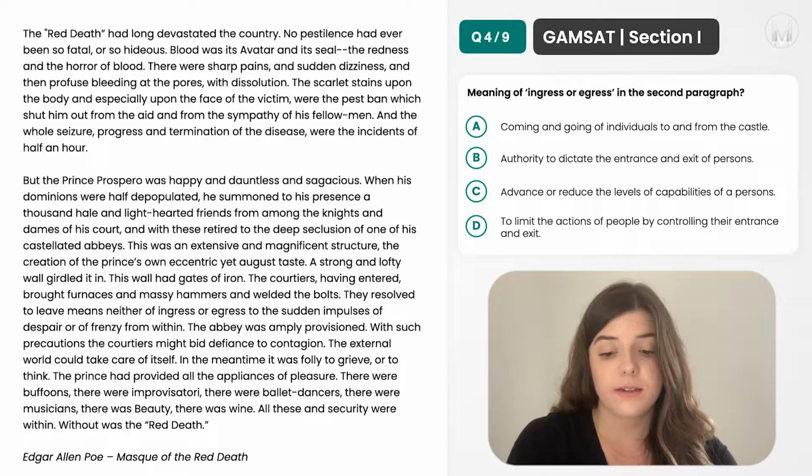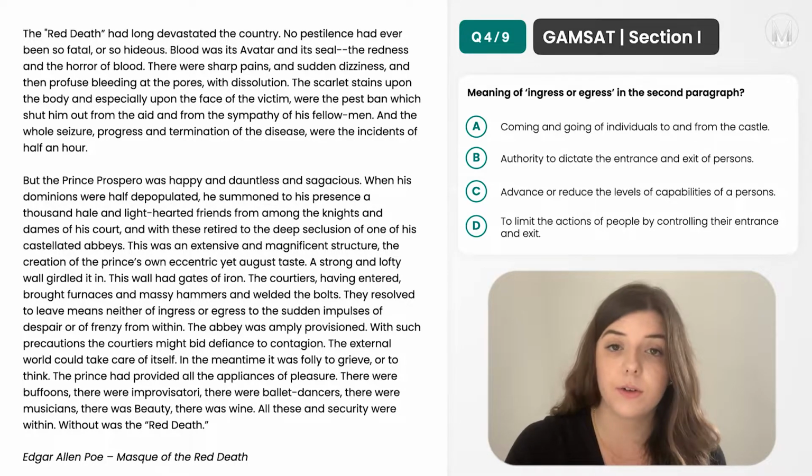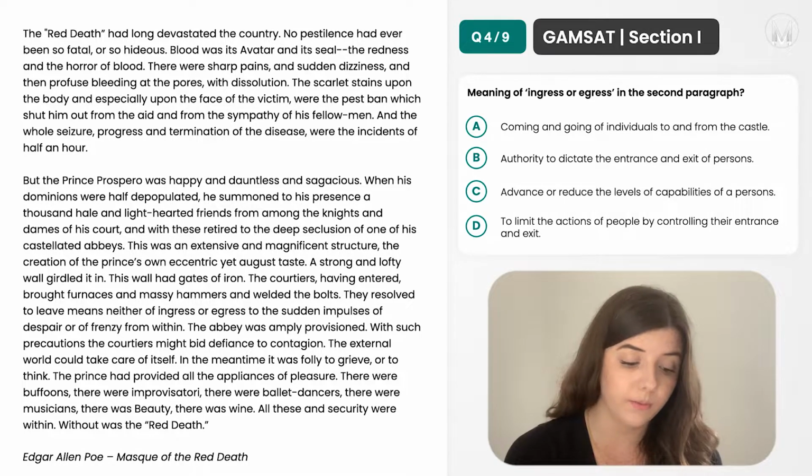So question 4 asks us for the meaning of ingress or egress in the second paragraph. So again, if we're asked for the meaning of a specific phrase or a word, we'll go to where it is in the passage and just search around for any clues. So ingress or egress is mentioned here in the second paragraph. If we look around, we see that this is to do with the walls that have been put up around the aristocrats, and it's to leave means neither of, so we're preventing ingress or egress, the sudden impulses of despair or frenzy from within.